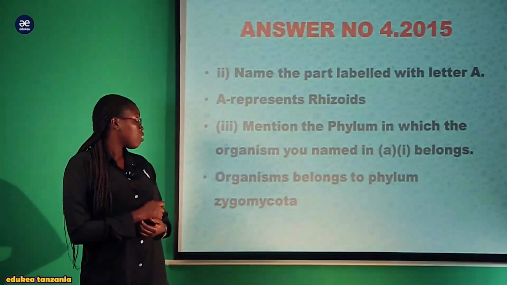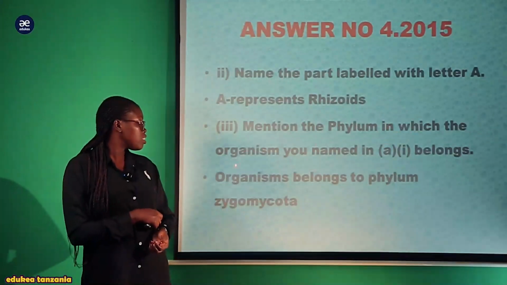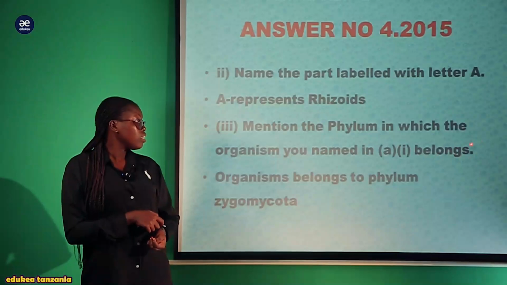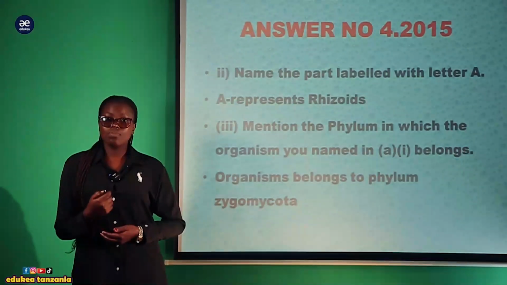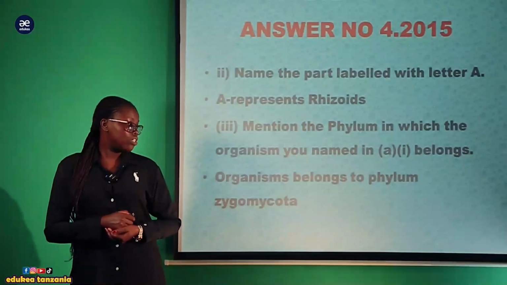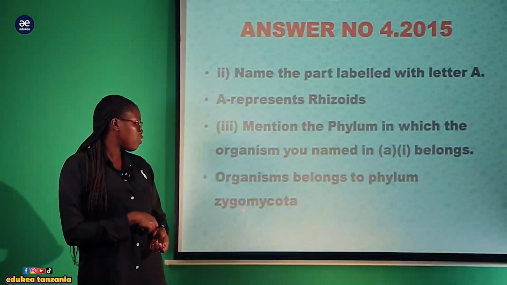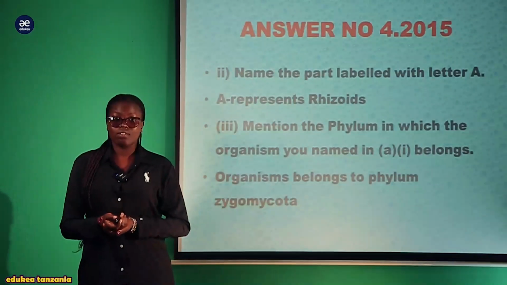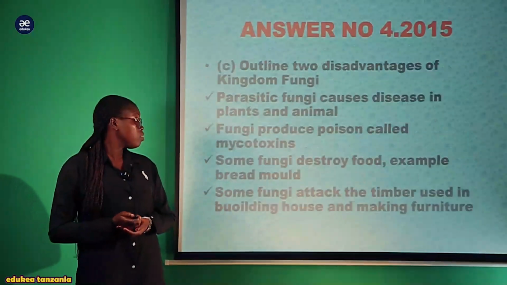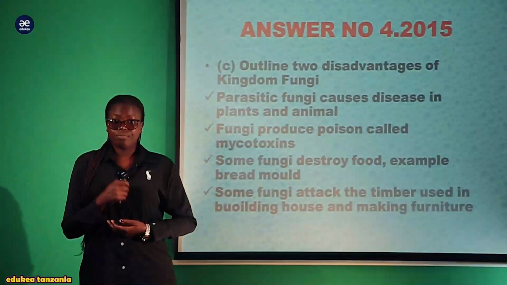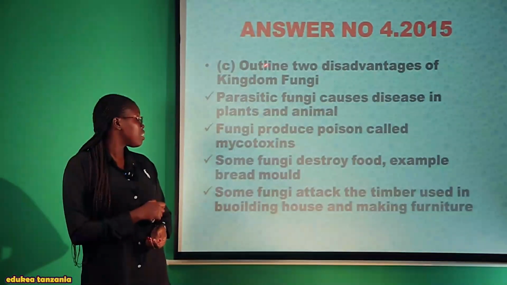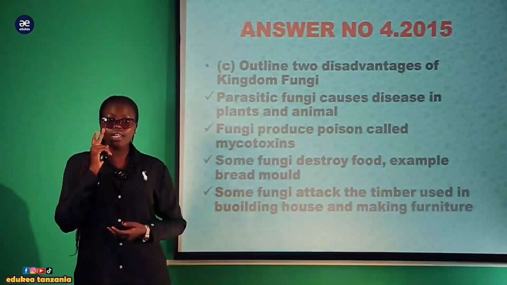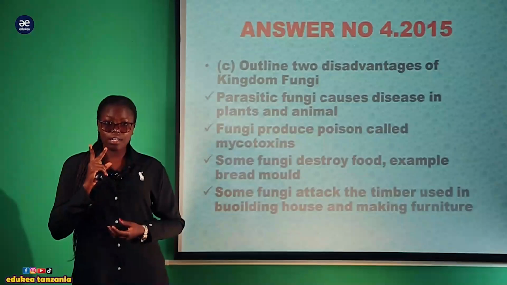And the Roman 3, mention the phylum in which the organism you named in A belong. The organism we named in A is Rhizopus, so it belongs in which phylum within the kingdom Fungi? So the organism belongs to phylum Zygomycota. And the last question, you are needed to outline 2 disadvantages of the kingdom Fungi. Only 2 disadvantages. Remember, only 2.